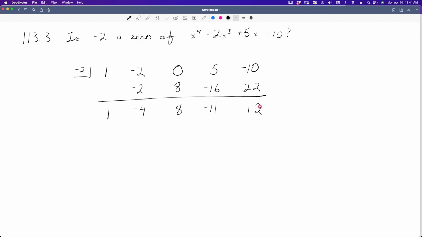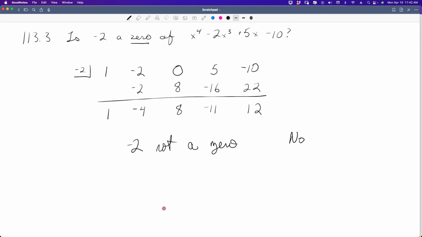We can't have a remainder. We need to have a remainder of 0, 0 being the key word. So therefore, x plus 2 is not a factor. -2 is not a 0 of this polynomial. That would be your answer. You would just type in no. That's all I'd want.